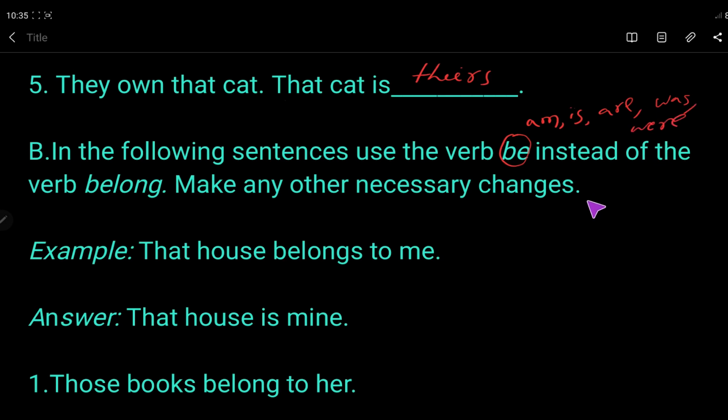I will take another class only for be verbs. That time I will discuss it elaborately. Here one example is given: that house belongs to me. Answer is that house is mine. Just see here, in place of belong, is is used. The question has also told you that instead of the verb belong you will use the be verb. So let us do the following sentences.